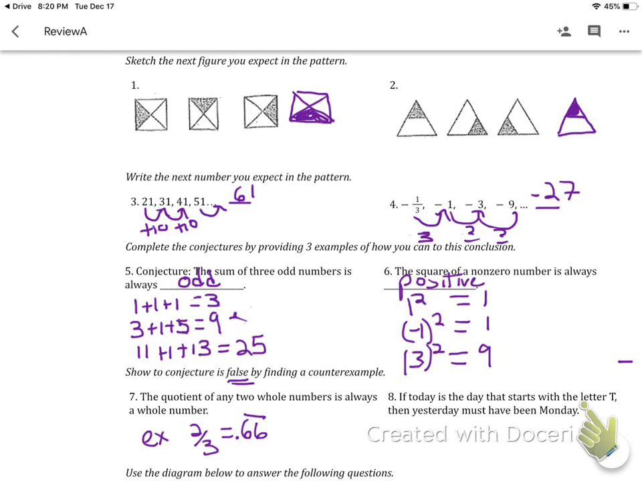Okay, so if today is a day that starts with the letter T, then yesterday must have been Monday. So a good counterexample to this is, well, we have 2 days of the week that start with a T. We have Tuesday and Thursday. So if it was Tuesday, the day before this would be Monday. But if it was Thursday, the day before this would be Wednesday.